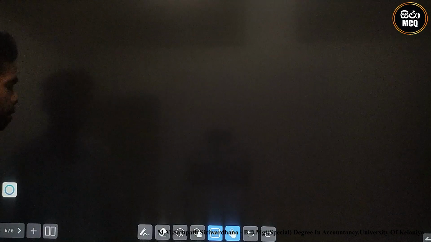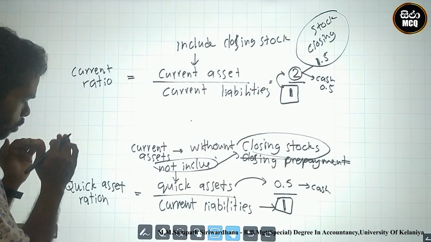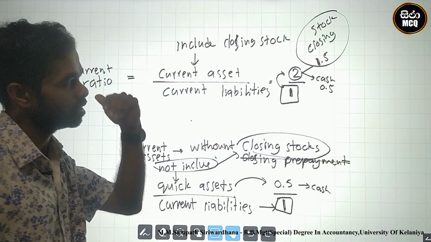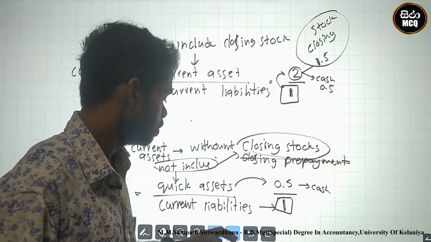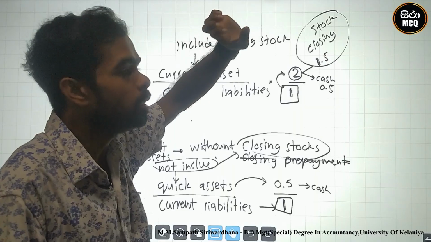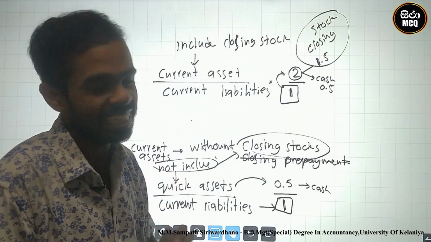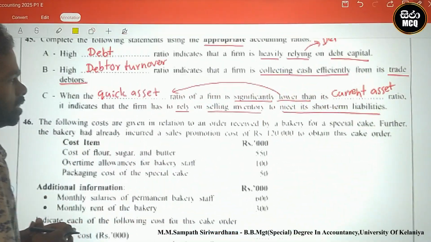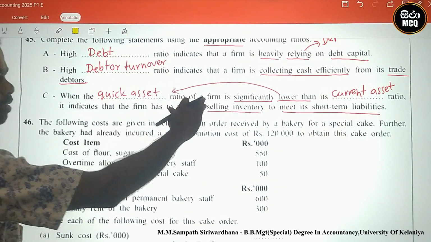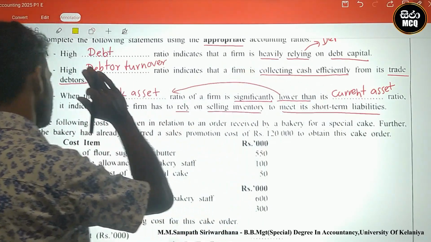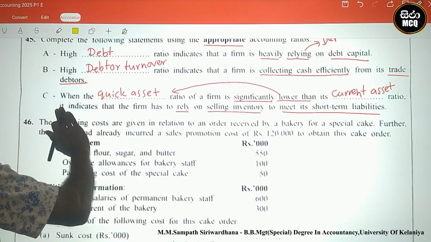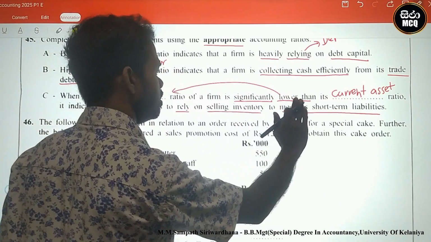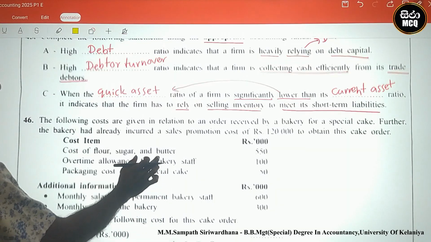Therefore, look here, this is the current situation. The quick asset ratio is significantly lower at 0.5, but the current ratio is higher. Therefore we must use the inventory for paying current liabilities. We can easily confirm the answer: the quick asset ratio of the firm significantly lower than the current ratio indicates that the firm is depending on selling inventory to meet short-term liabilities. Therefore, these are the answers.